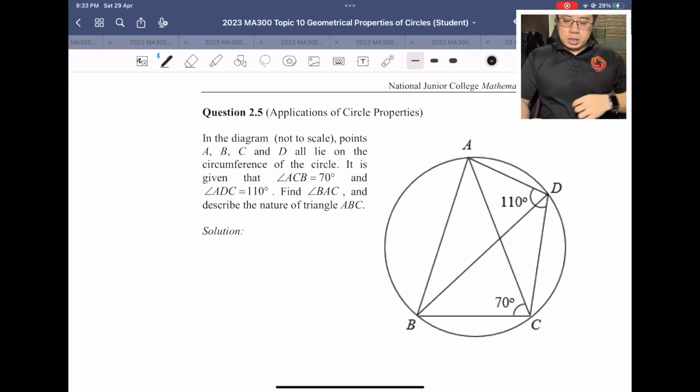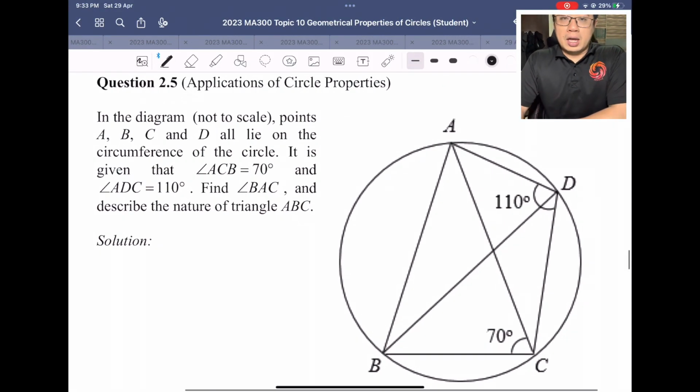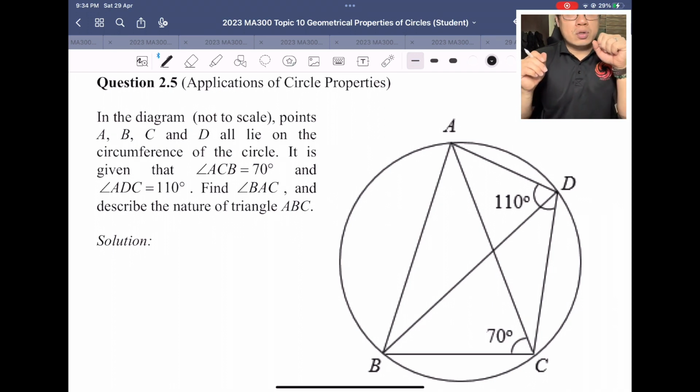Okay, so this question is on question 2.5, application of circle properties, right? So basically for this question here, anything goes. You can apply, we have learned almost all the properties so far, and we are going to use the properties that we learned. All right.